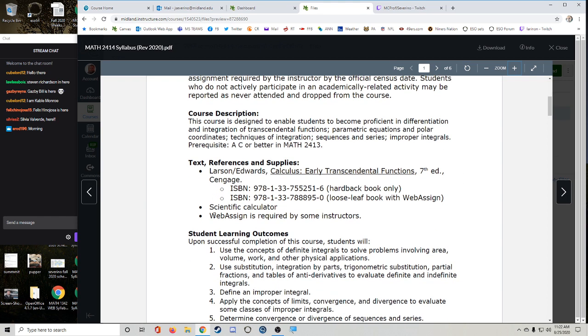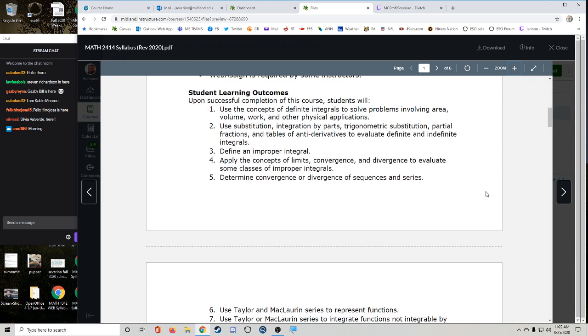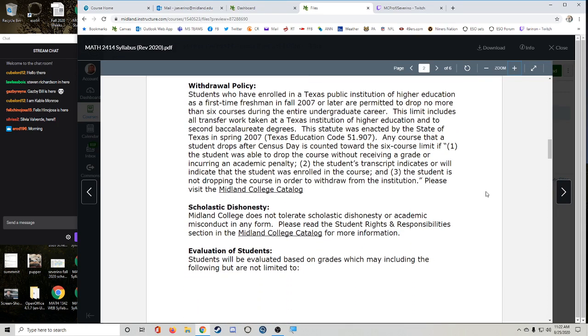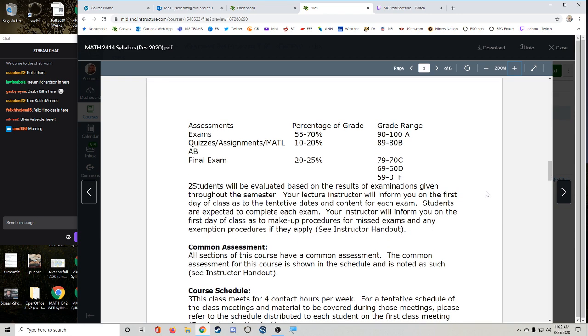We're using for our text Larson and Edwards Calculus with Early Transcendental Functions, 7th edition. And there are the different ISBNs if you need those. But yeah, read through that and make sure you're familiar with all the college policies that we include there, and so on.